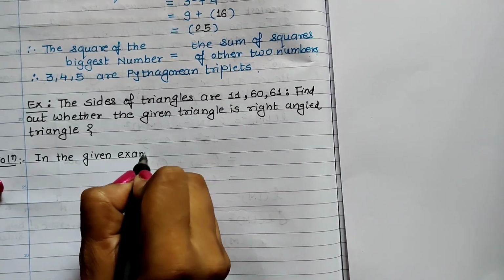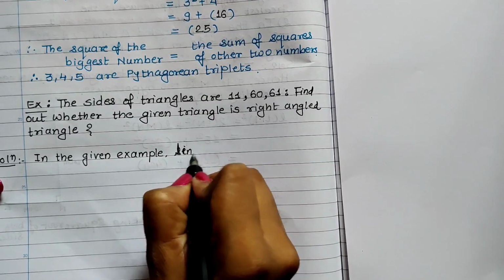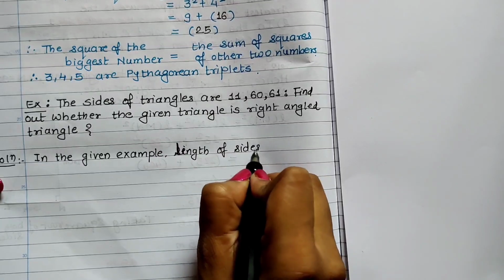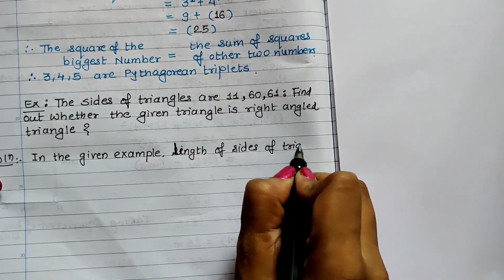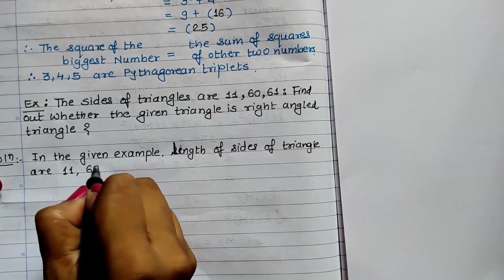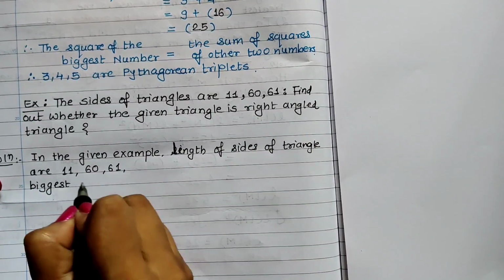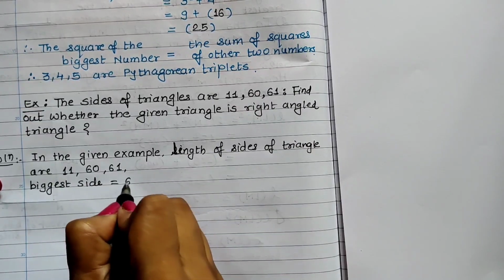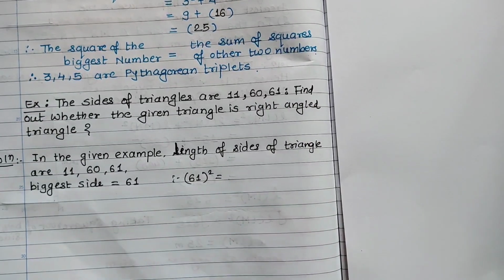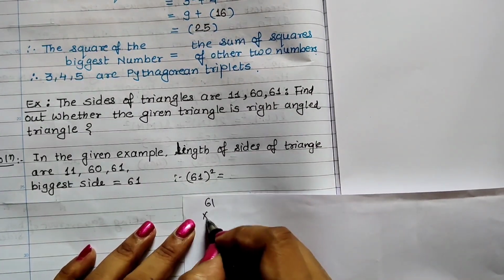In the given example, the lengths of the sides of the triangle are 11, 60, 61. The biggest side is equal to 61, and therefore 61 square. What is 61 square? 61 into 61. We will have to do it in the rough work. 61 into 61. Let us do 61 into 61.